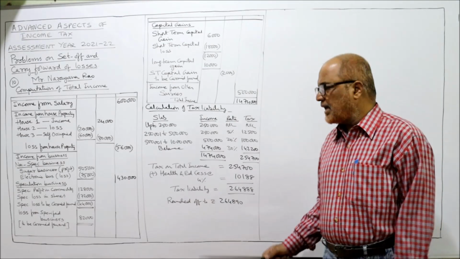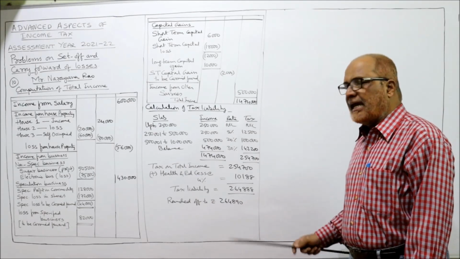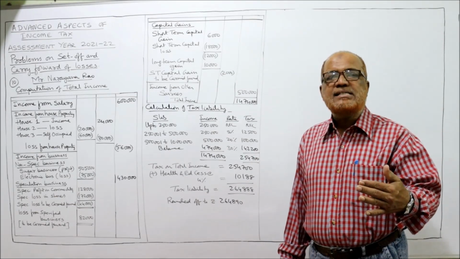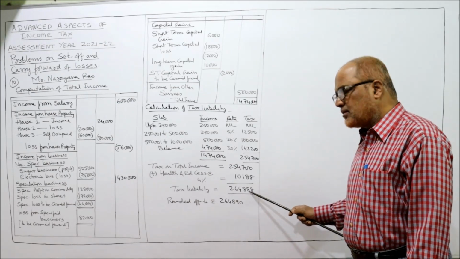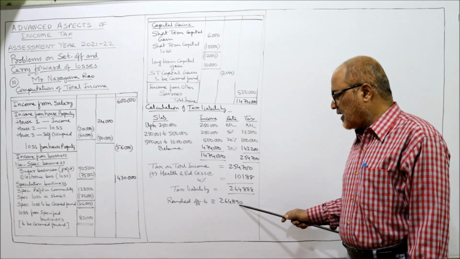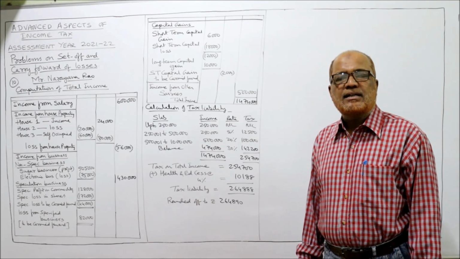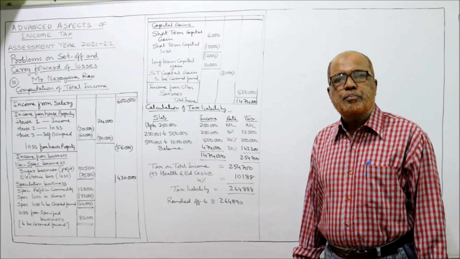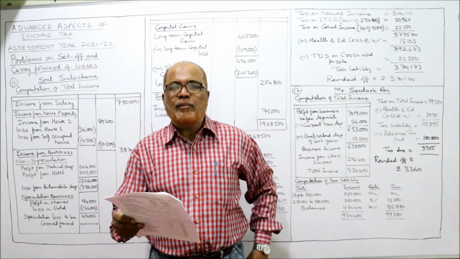To this, 4% health and education cess is added. Tax liability 2 lakhs 64,888. So rounded off to the nearest 10 rupees, the last 2 digits you see are 88. So 88 can be rounded off to 90. So we'll take 890, 2 lakhs 64,890. This is the tax liability. That's it. This is the end of problem number 10. So the 10th problem we have completed.